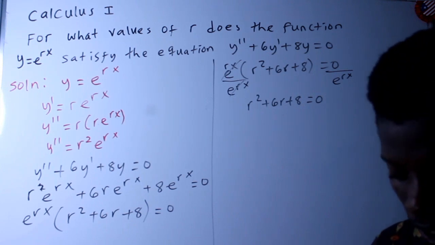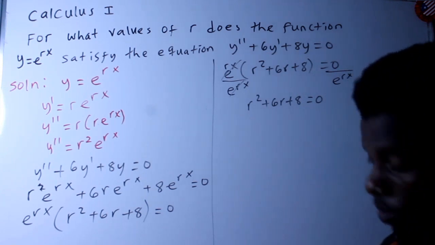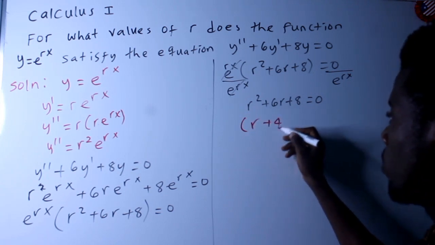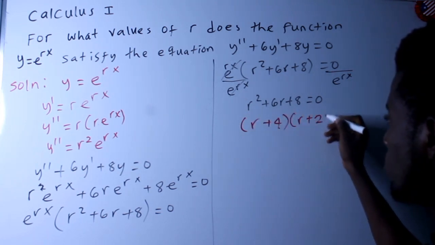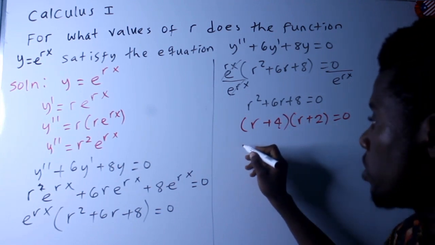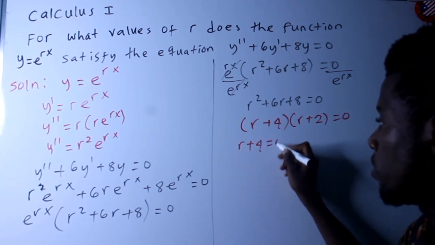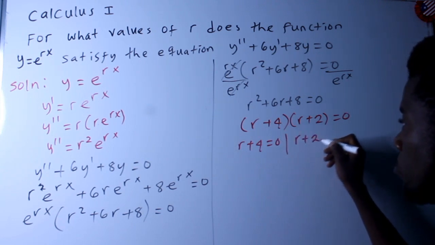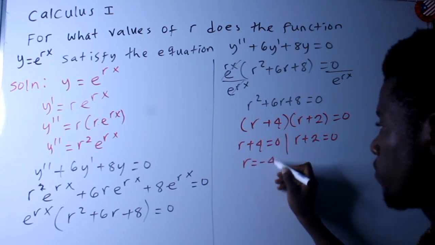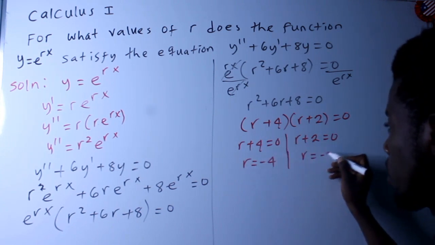And based on this, we can factorize this equation. So this is a quadratic equation. The factors will be r plus 4 and r plus 2 equal to 0. And if we use the zero product property, we have r plus 4 equals 0 and r plus 2 equals 0. We send this across, and r is equal to negative 4 and r is equal to negative 2.